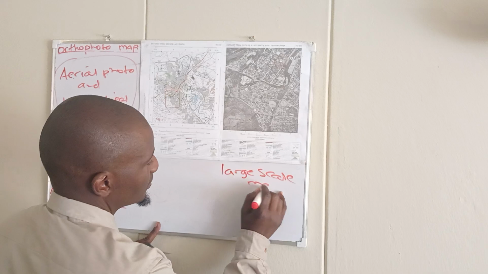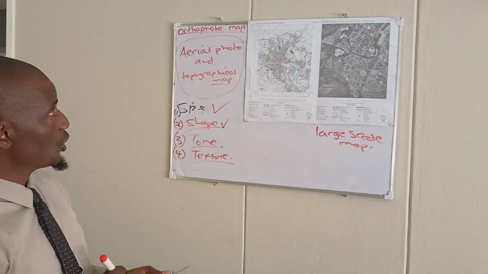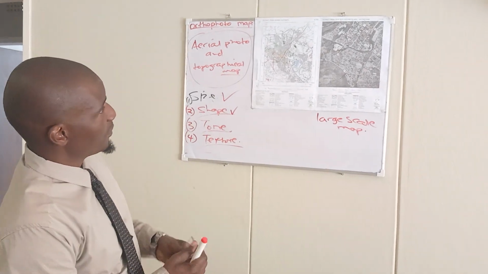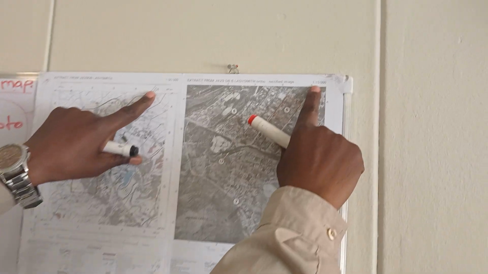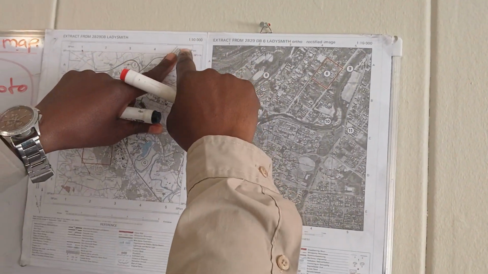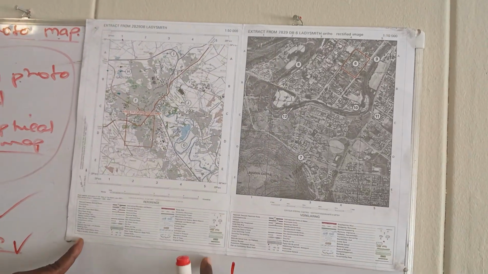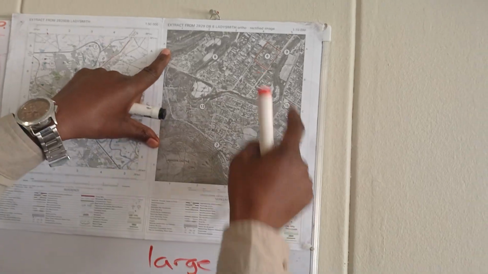A large scale map is a large scale map. I'm going to explain this in relation to your topographical map. What do we mean by that? I want you to look at the scale of these two different maps. The smaller the number, the larger the scale. The bigger the number, the smaller the scale, which means your topographical map is a small scale map and your orthophoto map is a large scale map.